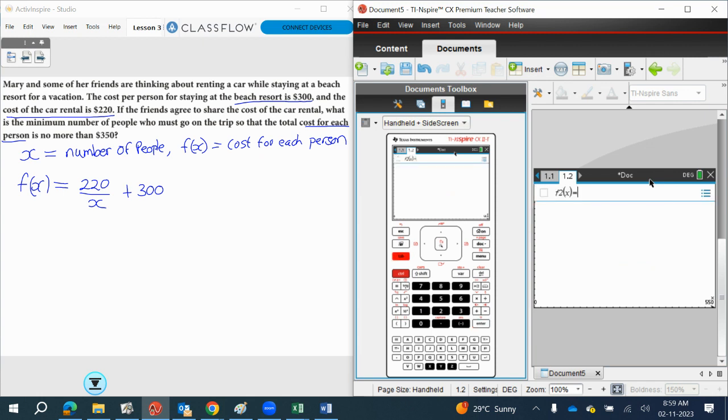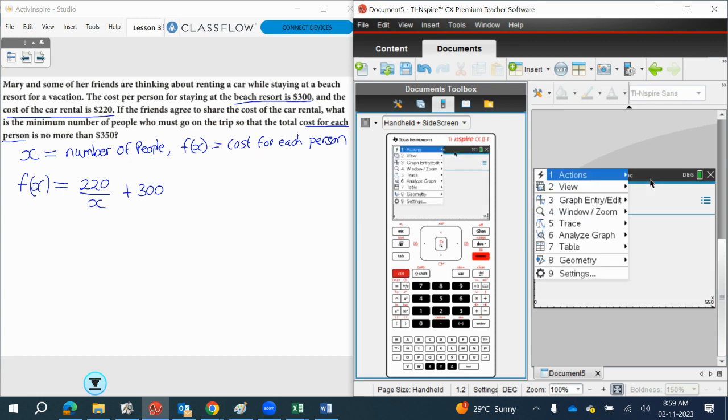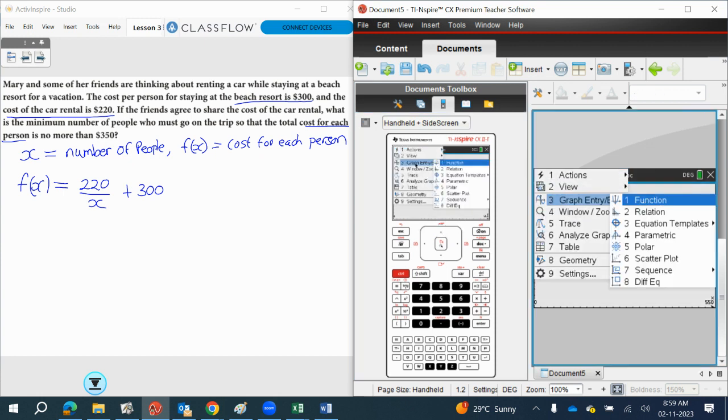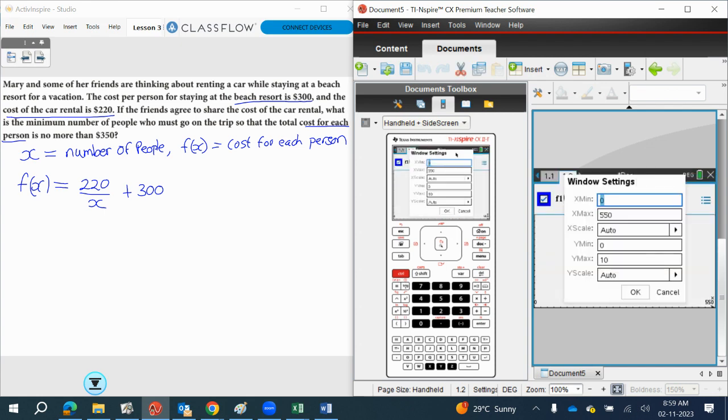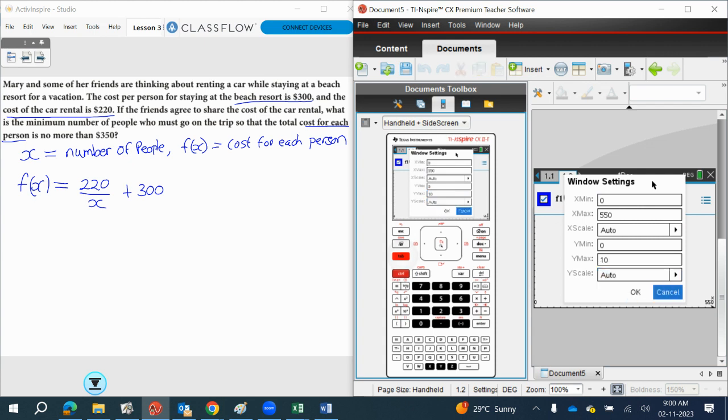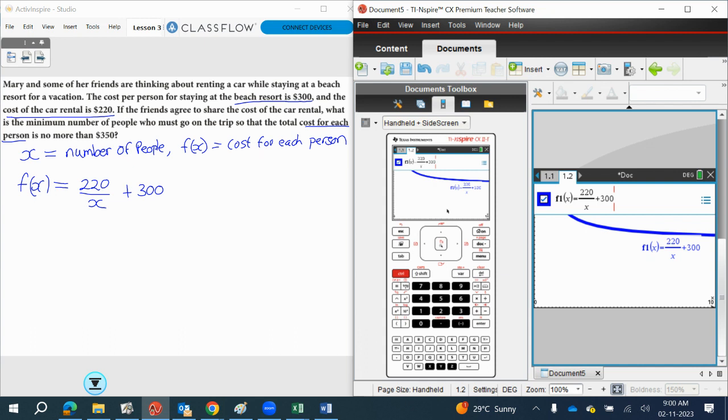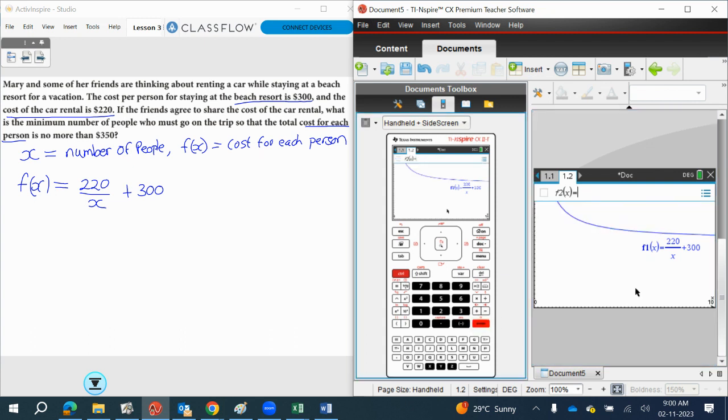Why don't I see my function? Where is it? It's there. It should be 550. What did I press? Oh, I got them the wrong way around. Sorry. I got those values the wrong way around. This one should be at 10. This one should be at 550. There. Our function looks like that.